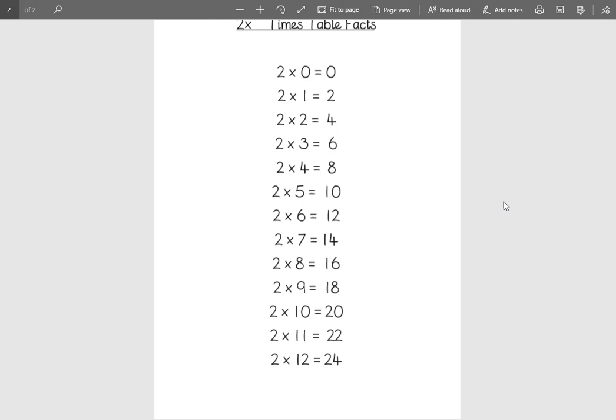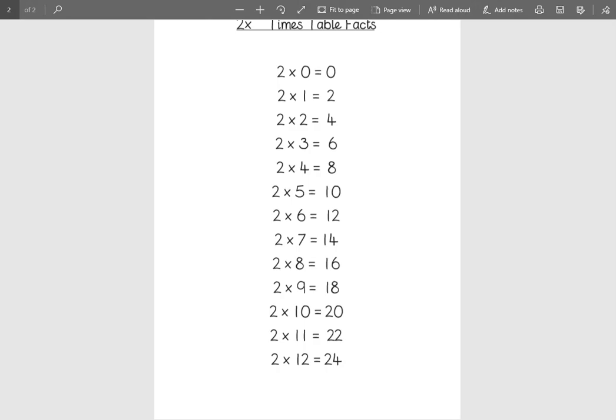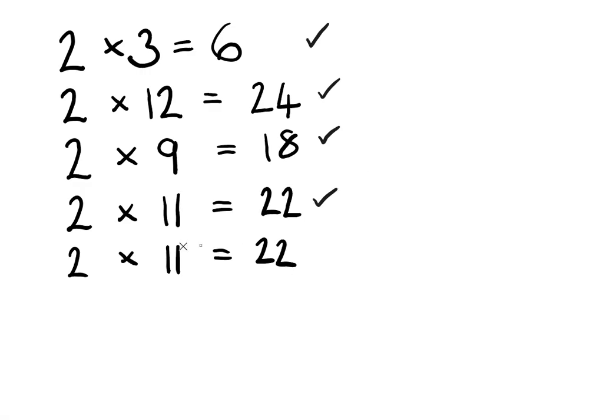You mark your work then, so you check the answers on here, and you go back and you could tick if you wanted to all the ones that are correct. You can check on your list. 2 times 11. 2 times 11 is 22. And I've got 2 times 11 again. And then I say I got 5 right.